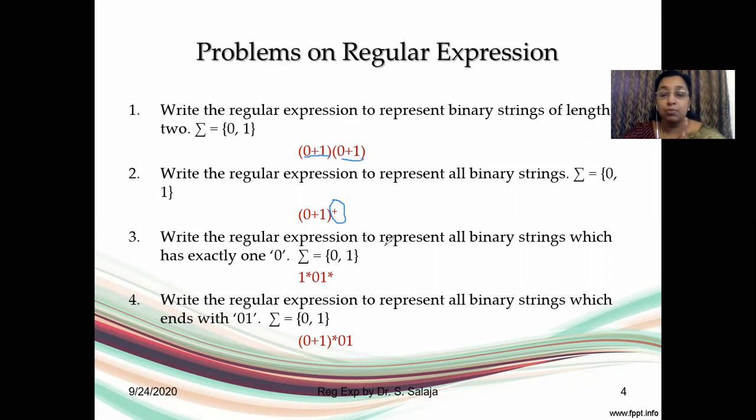There are a few terms which we have to really remember. The first one is exactly. Exactly means the number given has to be there in the string. If it's exactly one 0, only one 0 has to be there. The next one is at most.